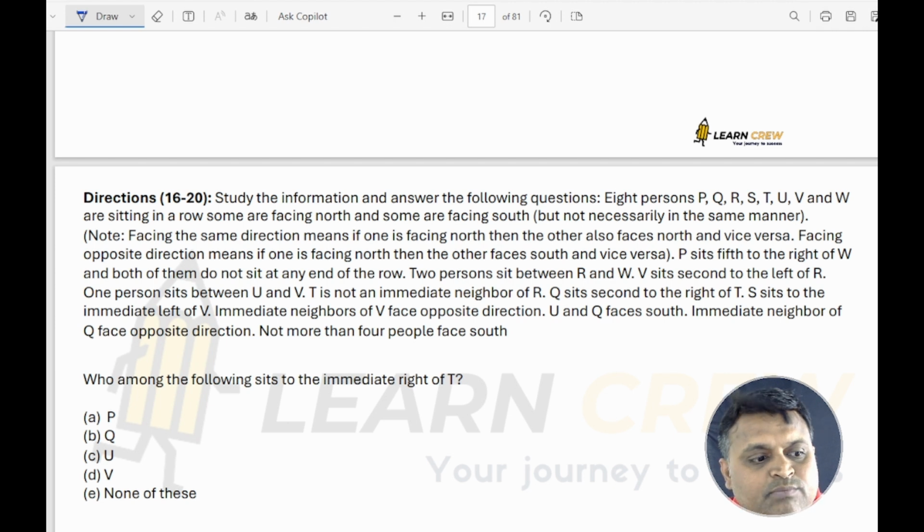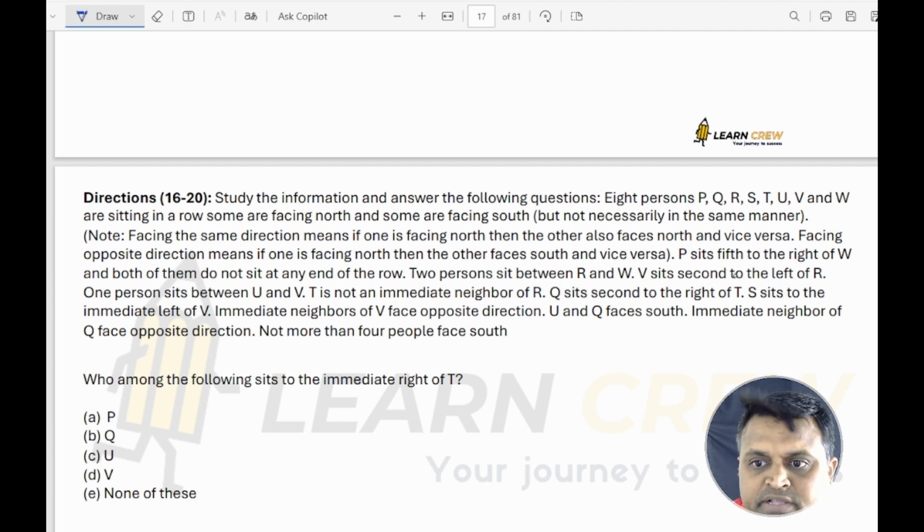16 to 20 is one more puzzle, based on sitting arrangement. The earlier one was a floor-based puzzle; now this is a sitting arrangement. 8 persons P, Q, R, S, T, U, V, W are sitting in a row. Some are facing north and some are facing south, but not necessarily in the same order. Facing the same direction means if one is facing north, the other is also facing north, and vice versa. Facing opposite directions means if one is facing north, the other faces south, and vice versa.